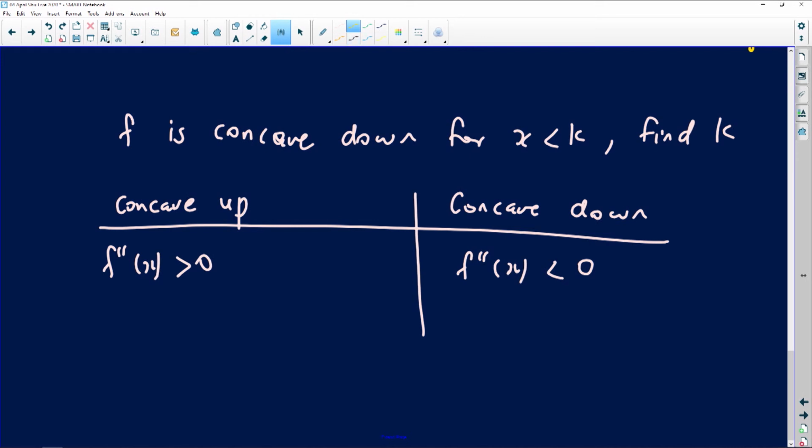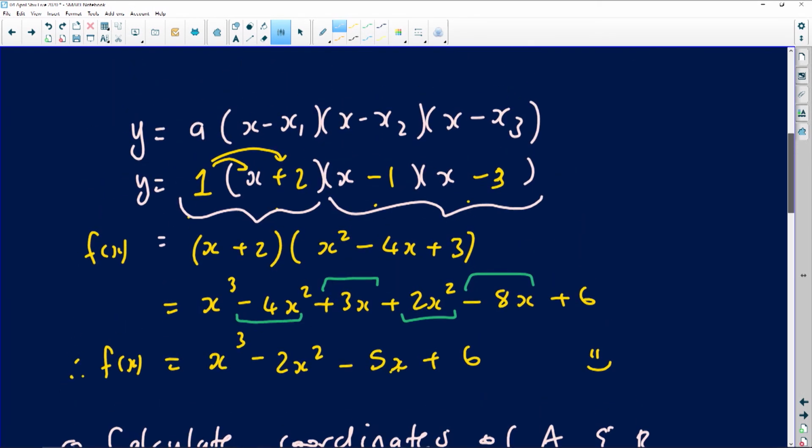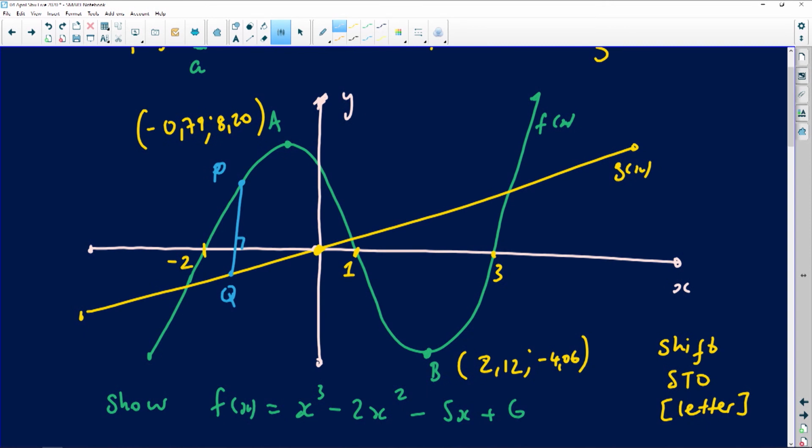So the examiner says f is concave down for all x values smaller than k, which means the examiner is interested in that. So I'm going to find my f and its second derivative in order to find where it changes concavity. Let's go and find that. If I go back to my graph, let's go back to the sketch so that you have an idea of what is going on. There's a point where the graph is going to change concavity.